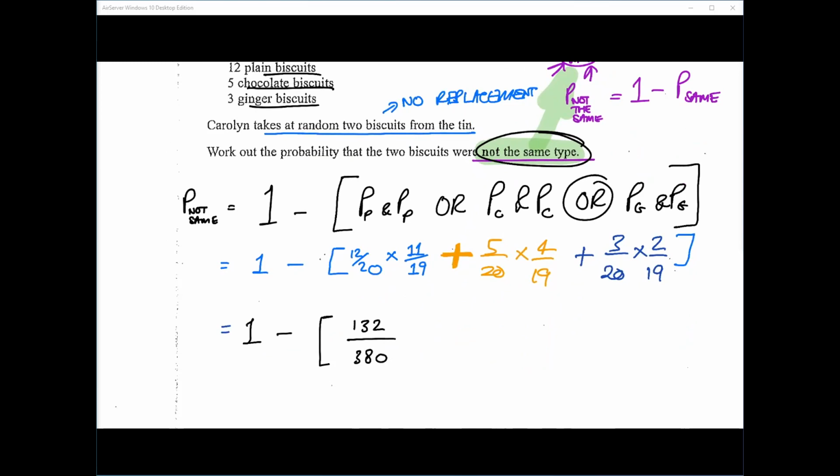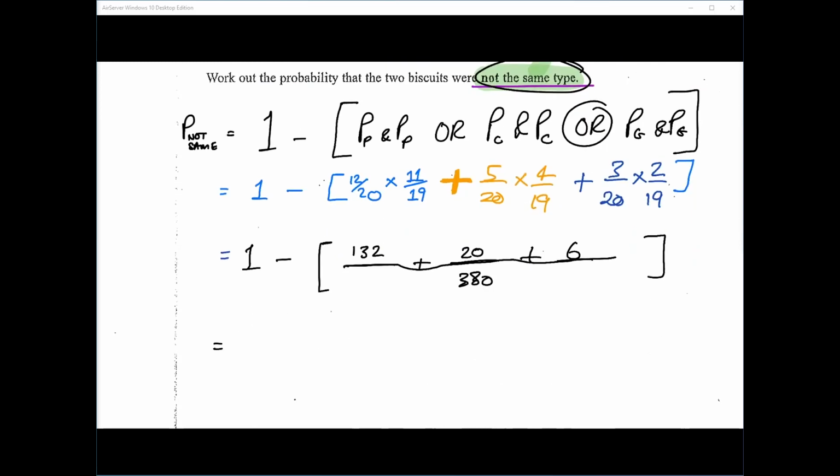Okay, and the next one? 20/380. And the next one? 6/380. Okay, what we could do here is divide this one by 2. There we go. So what's 132 add 20 add 6? 158/380. If we can't use our calculator to work this out, which we'll use last, let's see how we would deal with this question.